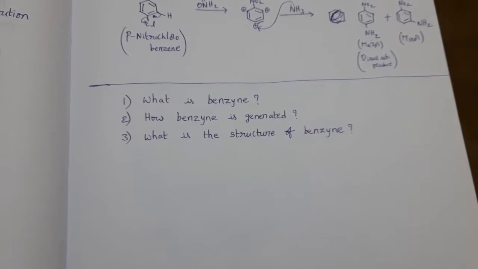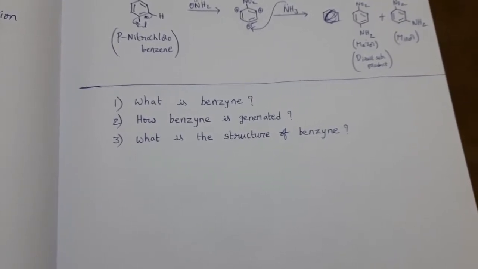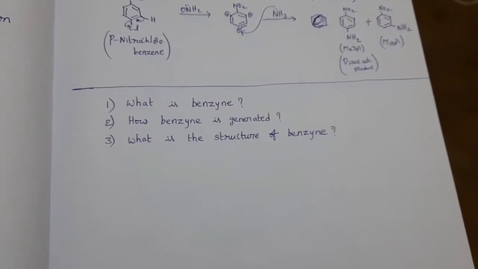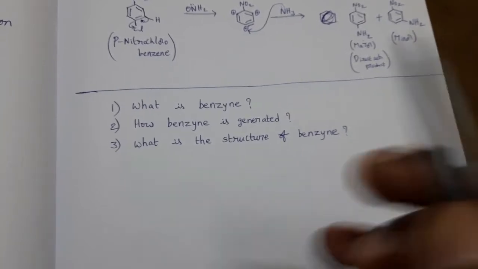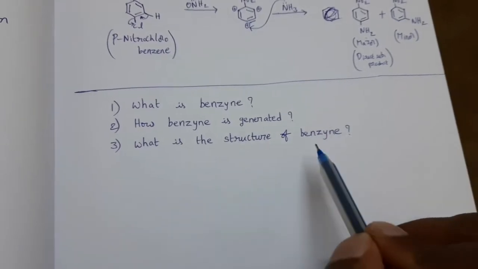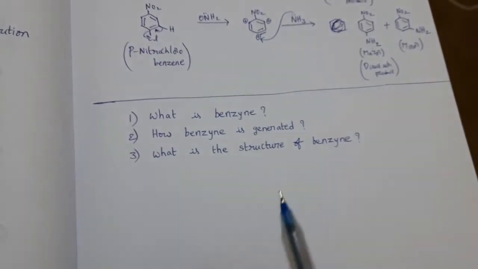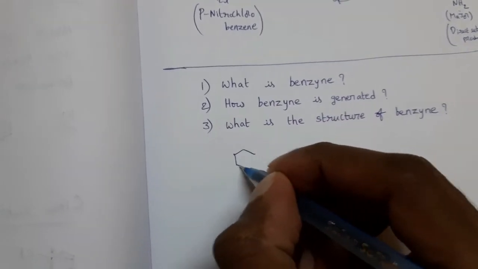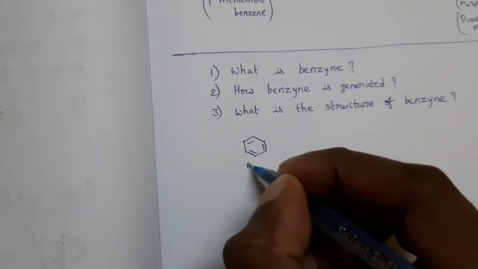In previous class, we have completed organic reactions involving formation of reaction intermediate benzene. Now we are going to learn about what is benzene, how benzene is generated, what is the structure of benzene. About benzene, we will learn here. See here, benzene means this is benzene.